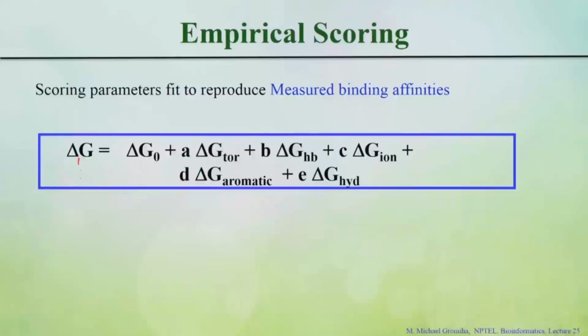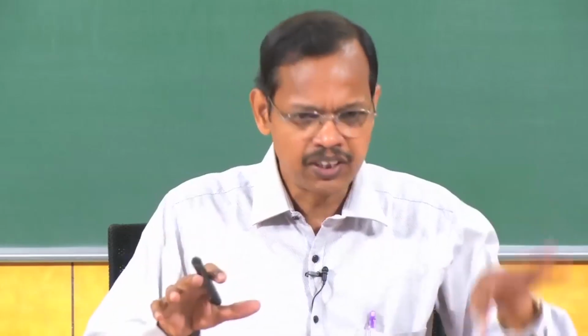In this case, we take the binding affinity of known ligands. For example, if we have 100 ligands with this specific target, we know the binding affinity experimentally. Then on the other side we can calculate various parameters, for example, the number of torsions, energy due to hydrogen bonds, energy due to the charges, energy due to aromatic interactions and other hydrophobic interactions. We can calculate various parameters because we have the protein and the ligand, the affinity is known and the complex is available, so we can calculate all the parameters.